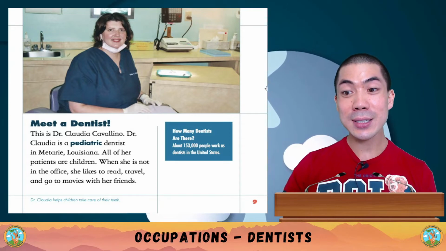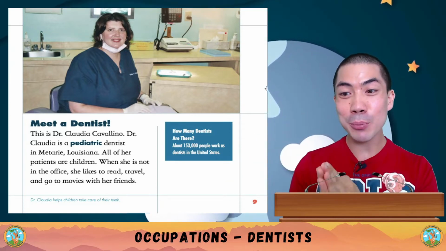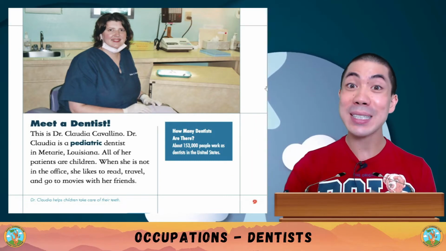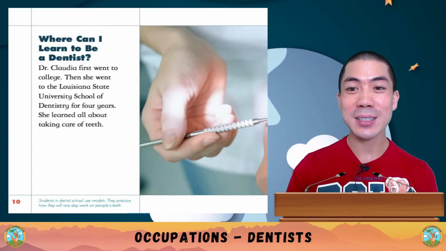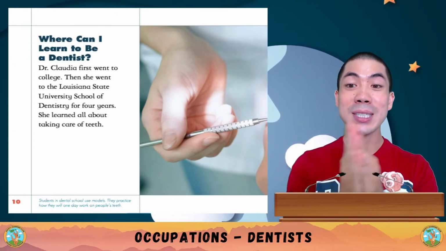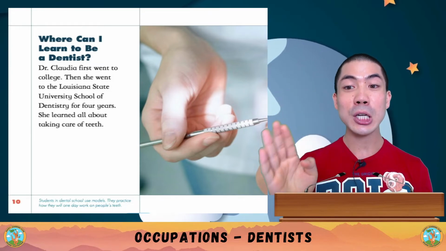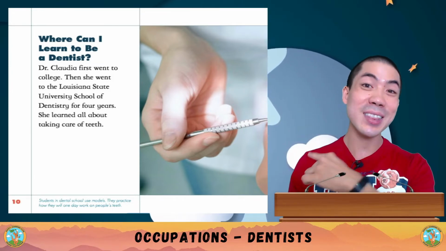How many dentists are there? About 153,000 people work as dentists in the USA. Where can I learn to be a dentist? Dr. Claudia first went to college. Then she went to the Louisiana State University School of Dentistry for 4 years. She learned all about taking care of teeth there.